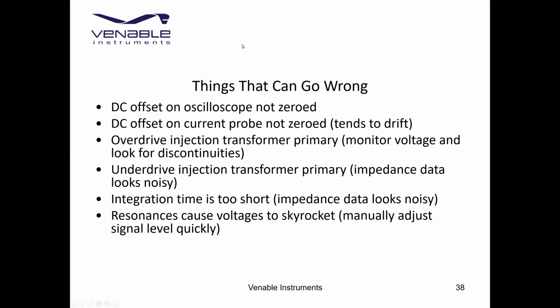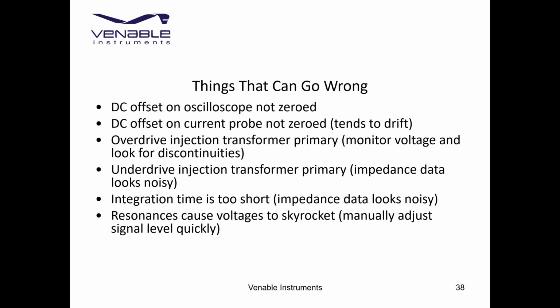These are things that happen when you're doing these type of measurements. The DC offset is not zeroed correctly. You might have to re-zero. If you've got an old current probe, you're going to have to re-zero it probably almost every time you make a measurement. You can overdrive, at least with transformers, you can overdrive them at low frequencies. I've seen this happen. That's why you should use a scope to monitor your injection.